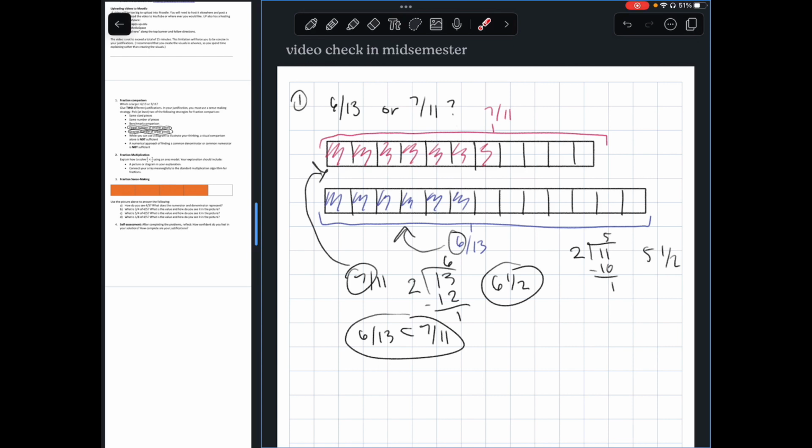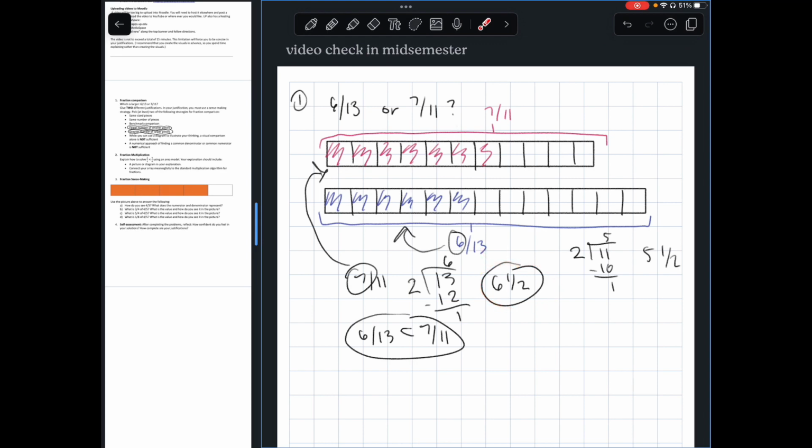And as seen here, half of 13 is 6.5. And because we learned that half of 11 is 5.5, and we have 7 pieces right here, we can already tell that 6/13 is going to be less than 7/11, because we know that 6.5 is half of 13.